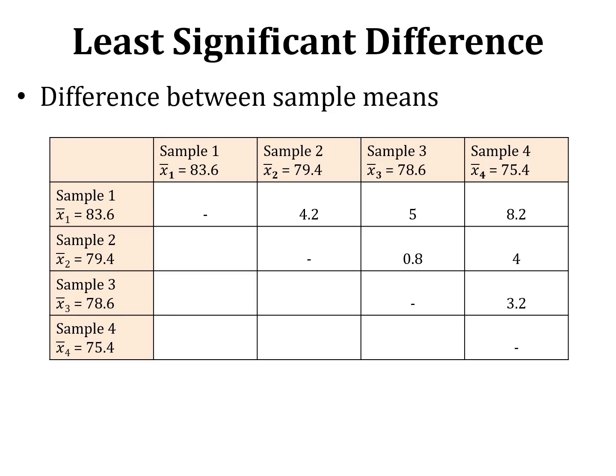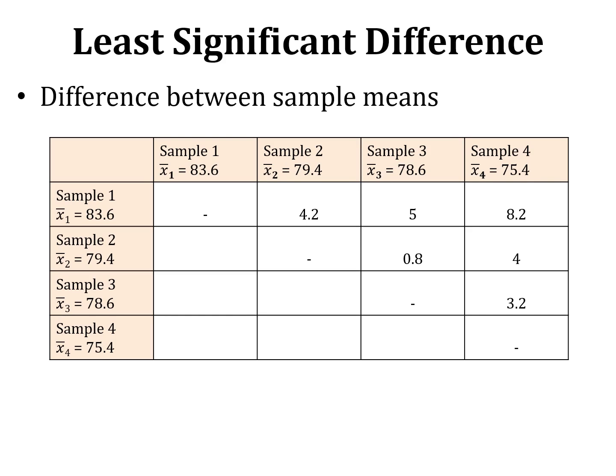So for that purpose, we are performing the LSD test, and you have to find the differences between sample means. Here we have a table for the calculation of sample mean differences. The first pair is sample number 1 and sample number 2. So 83.6 minus 79.4, and the difference between this pair of means is 4.2. Then the difference between the means of sample number 1 and sample number 3 is 5. And then the difference between sample number 1 and sample number 4, 83.6 minus 75.4, is 8.2.